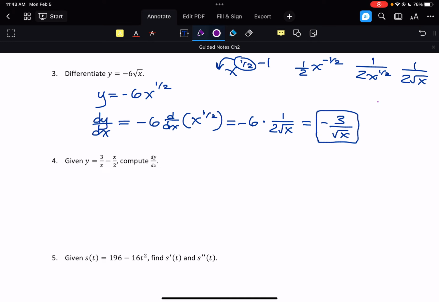So this is also a good one to know. The derivative of the square root of x is 1 over 2 rad x. It's a good one to have in our toolkit. And you can always derive it using the power rule.